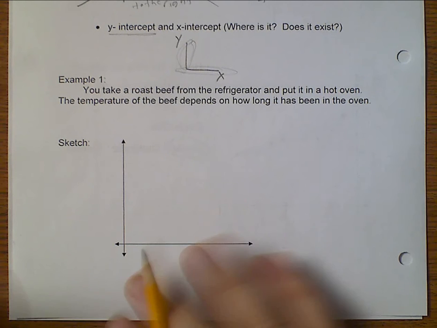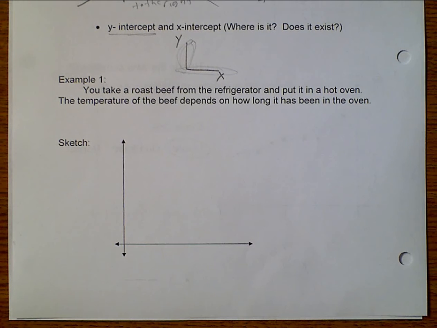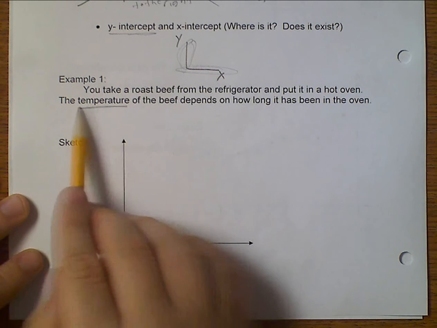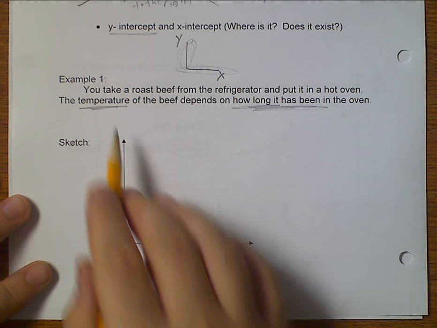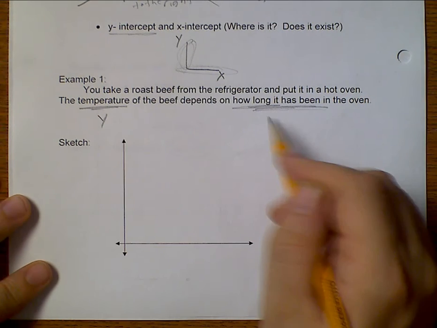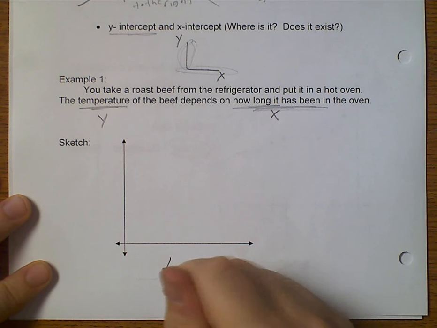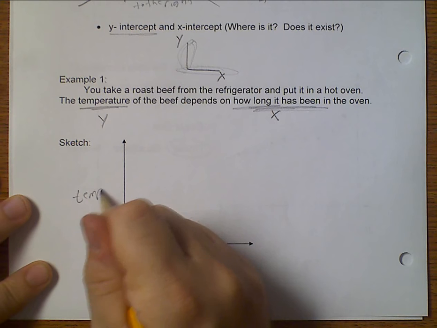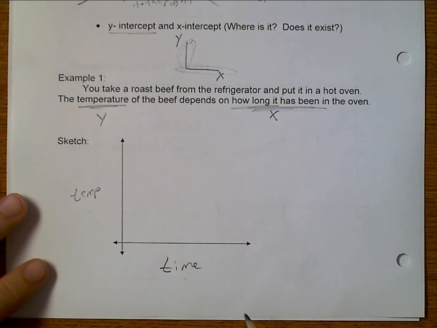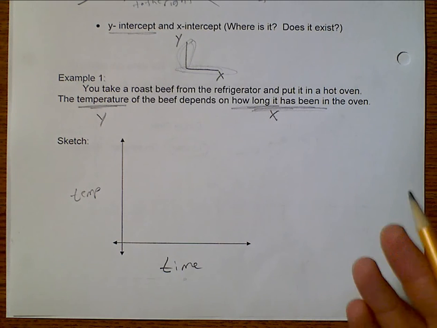Here we take a roast beef from the refrigerator and put it in the hot oven. And the temperature of the beef depends on how long it has been in the oven. So this means that my temperature is my y and how long it has been is x. So I'm going to call this time. I'm going to call this temperature. Now I don't have any variables, so we don't need a scale.